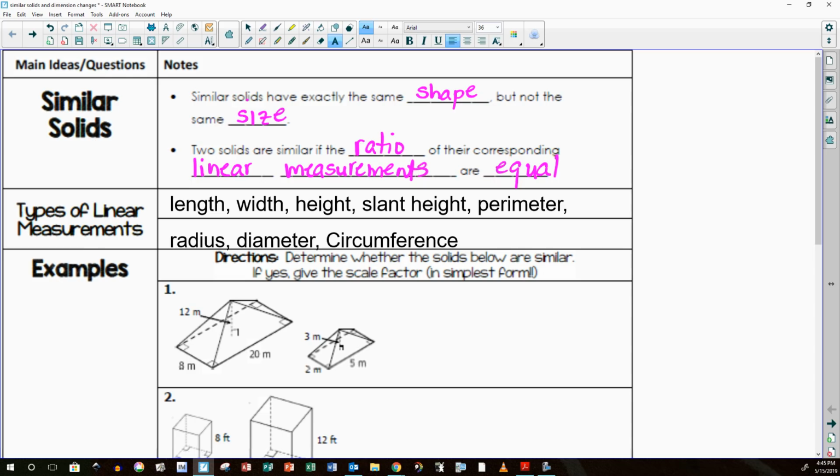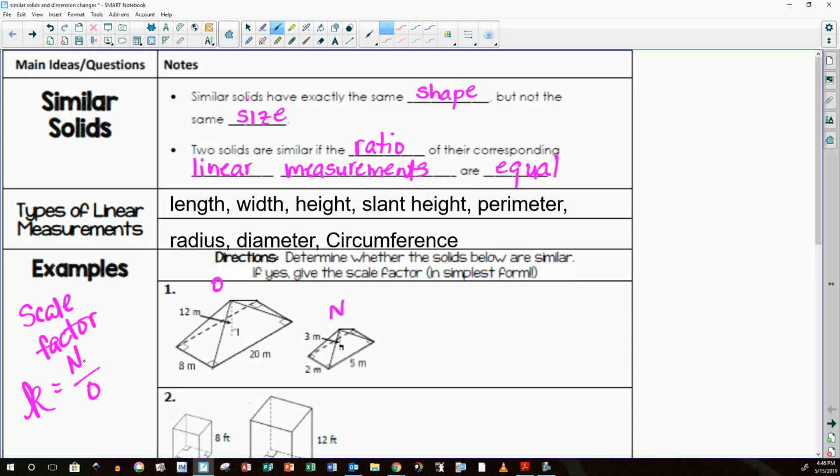So let's take a look at some examples. Directions say, determine whether these solids are similar. If yes, give the scale factor in simplest form. Remember, your scale factor is new over old. Usually the first figure is my original, and this would be the new one. So scale factor is a K, and it's new over old.